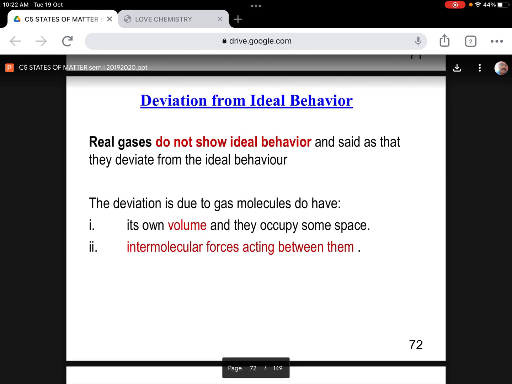Deviation from ideal behavior. Real gases do not show ideal behavior, and are said to deviate from ideal behavior. The deviation is due to gas molecules having their own volume and occupying some space, while there are significant intermolecular forces acting between them. Meaning to say, real gases have volume and significant intermolecular forces, while for ideal gases the volume of the gas particles is negligible compared to the volume of the container, and there are no or insignificant intermolecular forces between the particles.